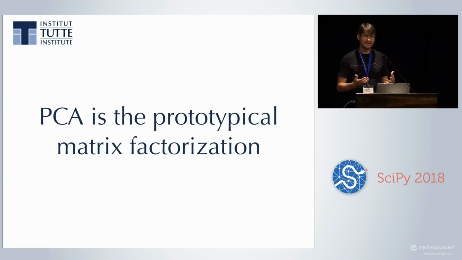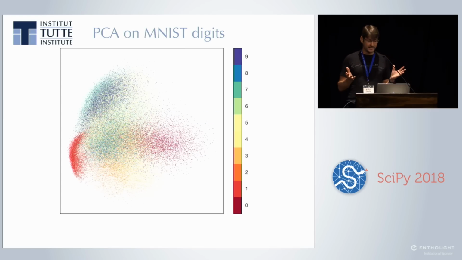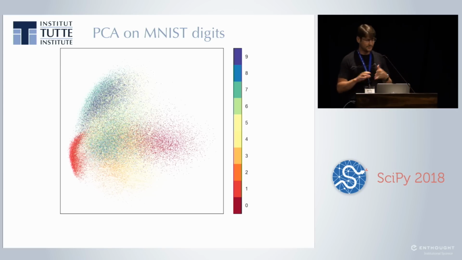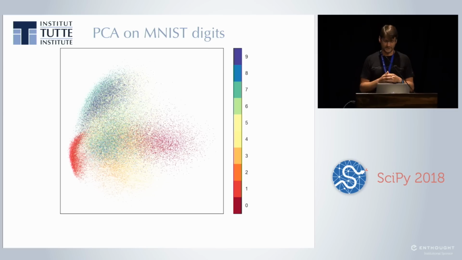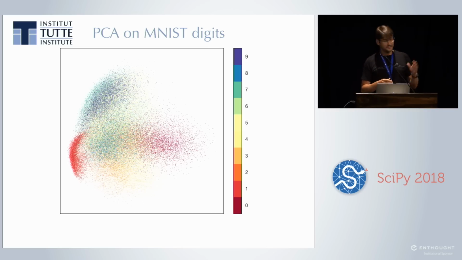PCA is the prototypical matrix factorization algorithm, and if we run PCA on MNIST digits, this is what we get. I've colored the points by the digit that they represent, and you can see it's actually captured a lot of the global structure there. The zeros and the ones are separated out, and there's a nice smear of different digits in the middle. The global structure is preserved pretty well, and the axes are interpretable. That's an important one for PCA. These are the directions of greatest variance in the data.